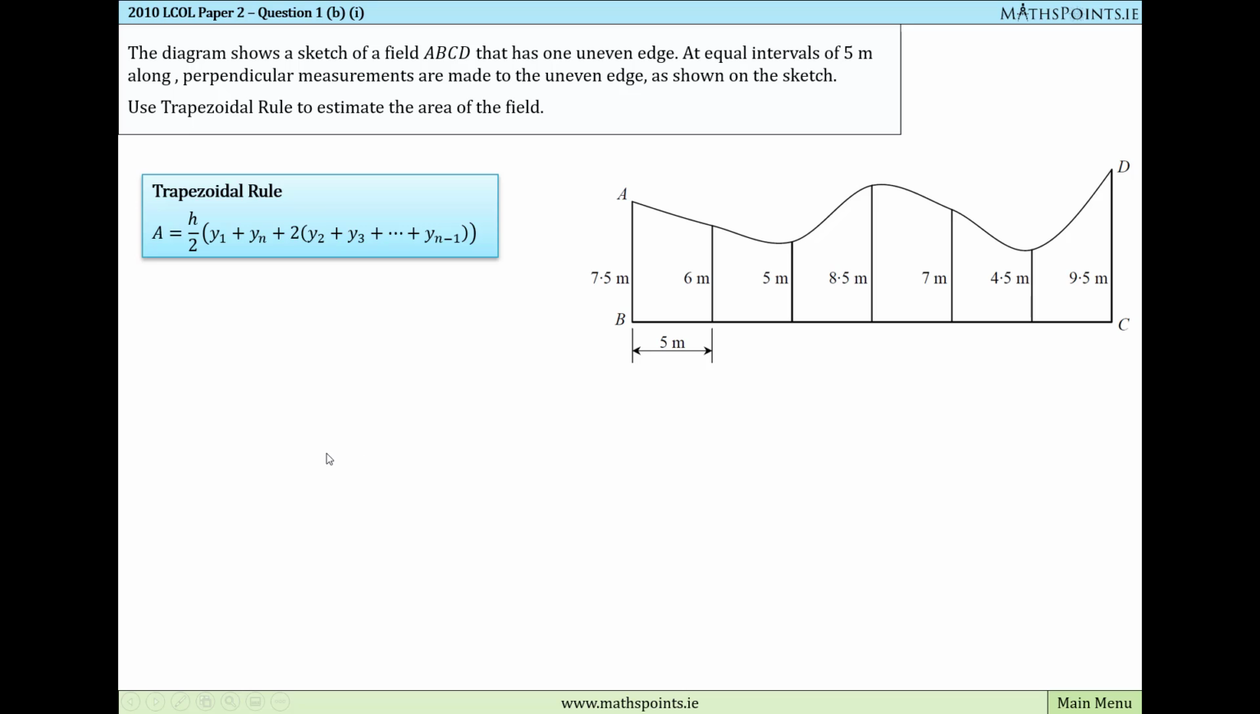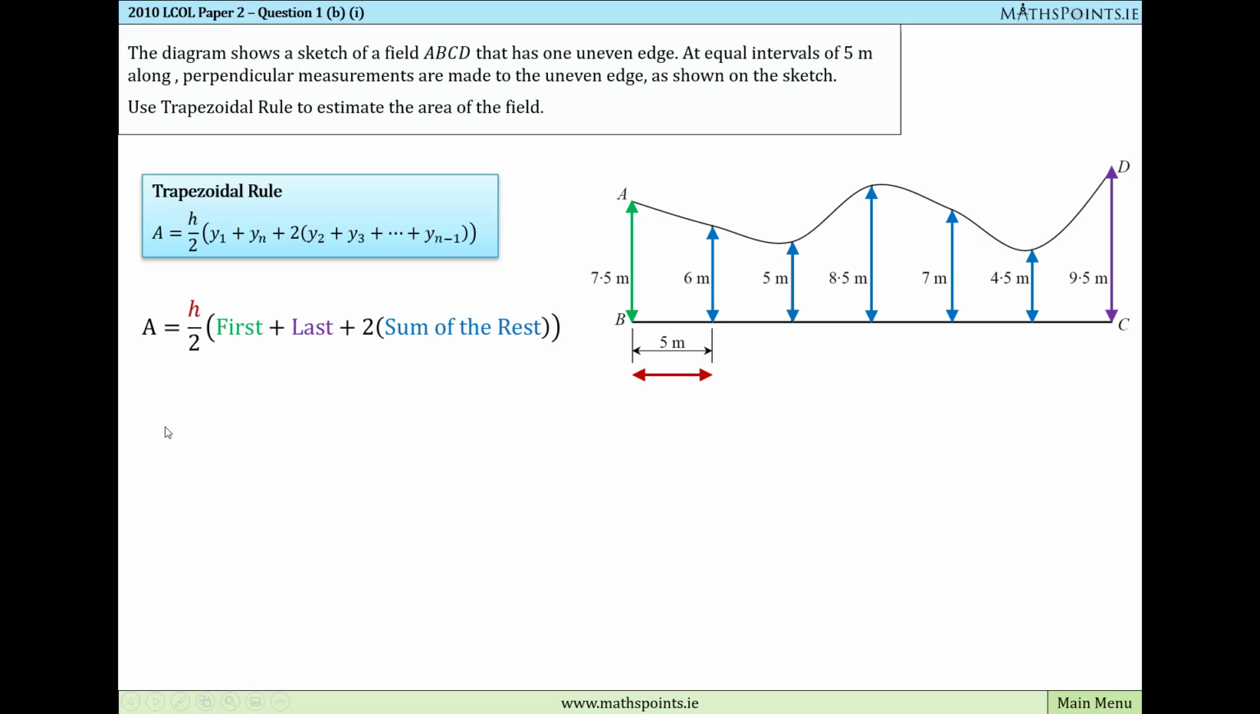It can be useful to learn the formula as this, that the area is equal to h over 2 on the first height plus the last height plus 2 times the sum of the rest of the heights. So h stands for the interval width. In this case, that's 5 meters. Each of the intervals is the same width. The first height is 7.5. The last height is 9.5 plus 2 times the sum of the rest of the heights. Well, the rest of the heights are 6, 5, 8.5, 7 and 4.5.